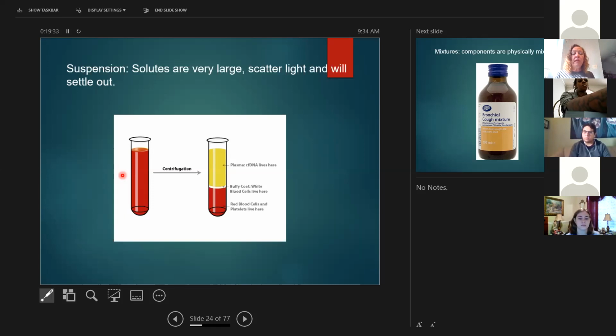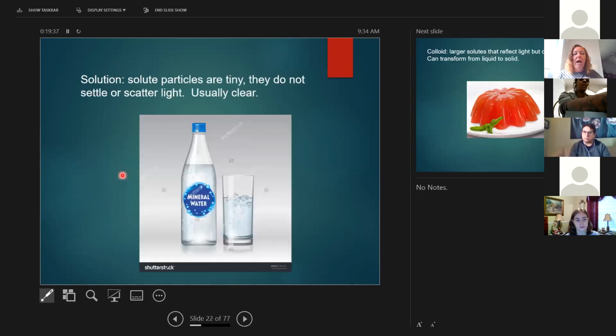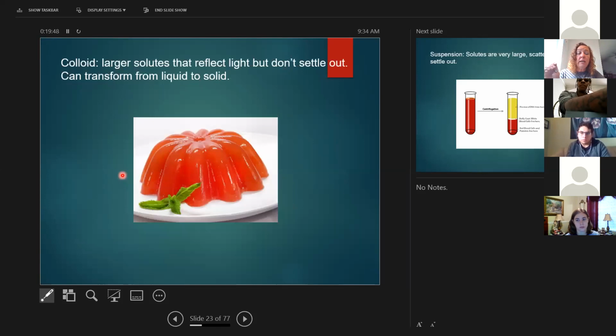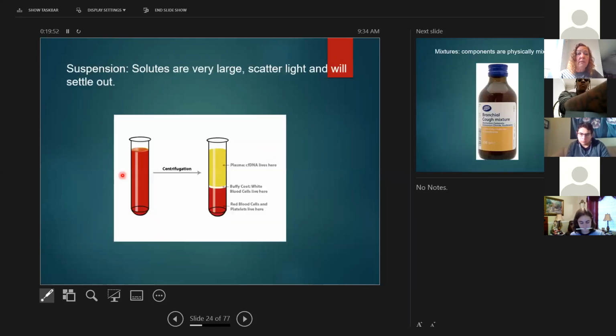You guys are making this far too difficult. I have three definitions. Solution, the particles don't settle out, and the solution is clear. Colloid, they don't settle out, but it can change from liquid to solid. Suspension, the particles will settle out. At the end of the day, that's all you need to know.